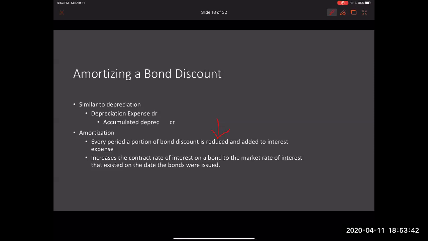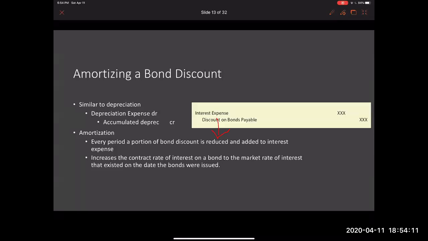It increases the contract rate of interest on a bond to the market rate of interest that existed on the date of the bond. If you didn't quite understand that, or I hurried through it, what it's saying is that the company isn't losing money. They're going to become whole one way or another. Maybe they didn't get the full amount from the market or from the investors, but it's going to come full circle for them so that they don't necessarily lose money. It's going to be more of a tax write-off. Okay, let's see what this looks like.